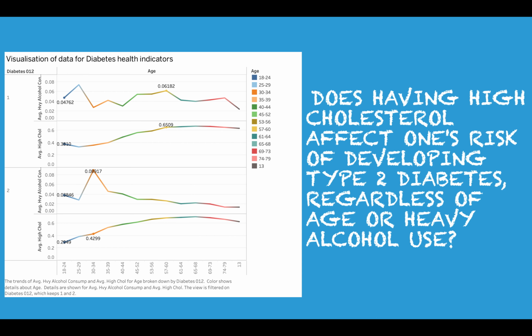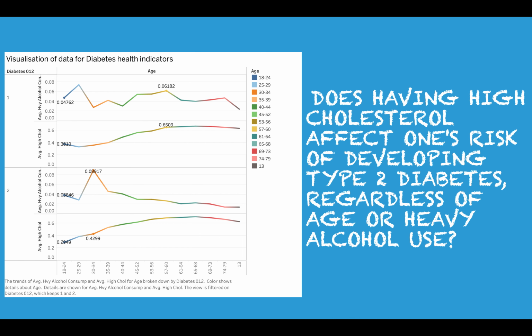Here my findings suggest that people aged 18 to 24 have an average high cholesterol of 0.3810 in type 1 diabetes, which is clearly differentiated here like 1 and 2. Type 1 is on the top and type 2 diabetes is at the bottom. On the other hand, the average high cholesterol for 18 to 24 year olds with type 2 diabetes is 0.2949, which increases with age to 0.4299 for people aged 30 to 34 and above.